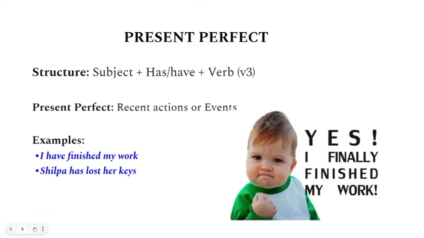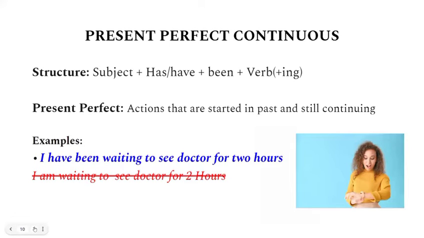Right? Now let's move to the next tense, present perfect continuous. We make the present perfect continuous tense with the subject plus have or has plus been plus verb in an ing or continuous form. If the subject is I, we, you, or they, we use have. If the subject is he, she, or it, we use has. For example, I have been waiting to see doctor for 2 hours.